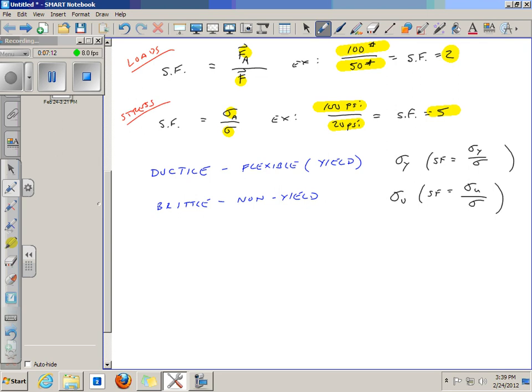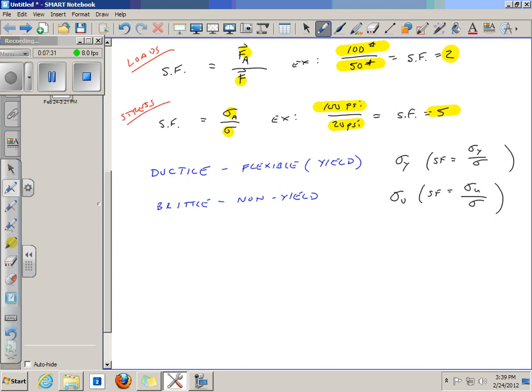Okay, with ductile, it's nice. It's going to yield before it gets to the most amount of stress it can take before it later breaks, so you want to go with the safer option. So ductile materials have that safer option to yield. Brittle materials don't yield, so we only have one choice, the ultimate.